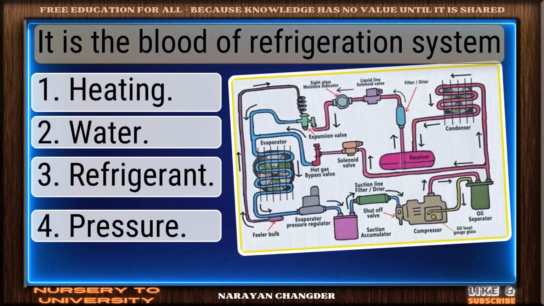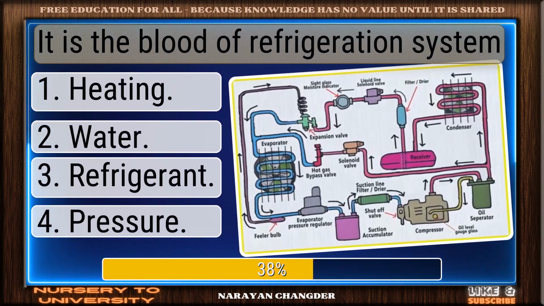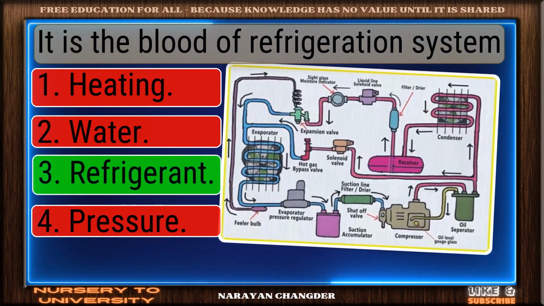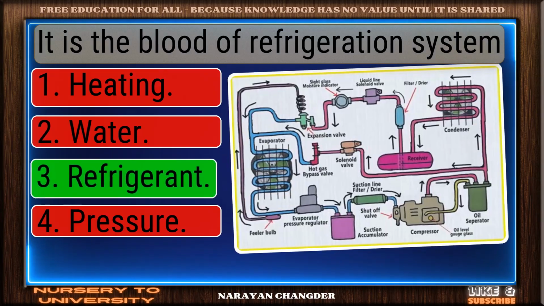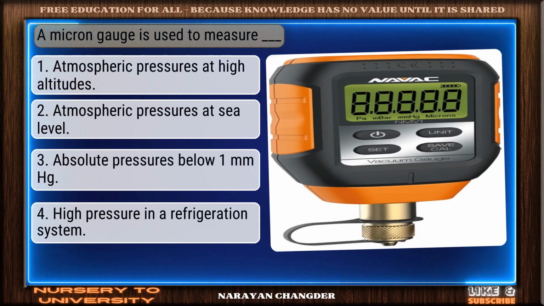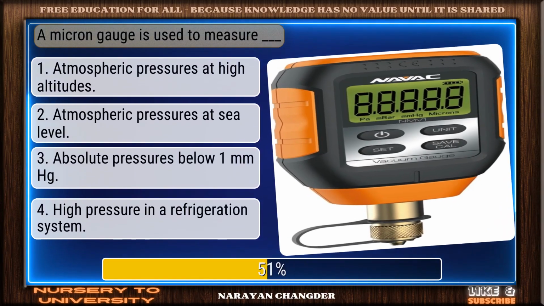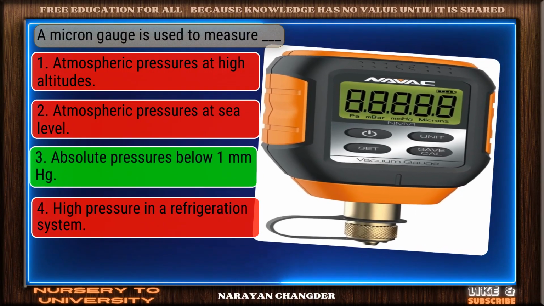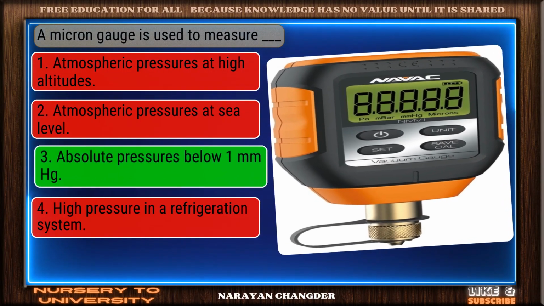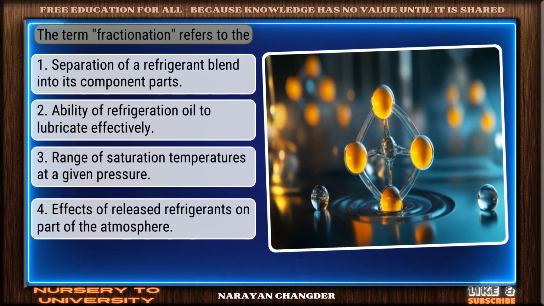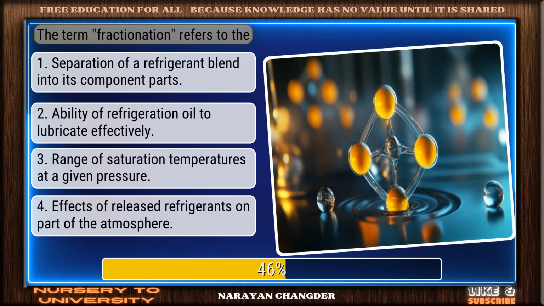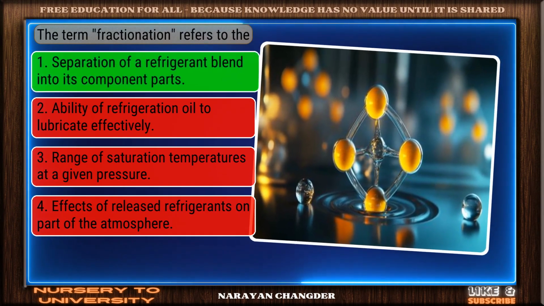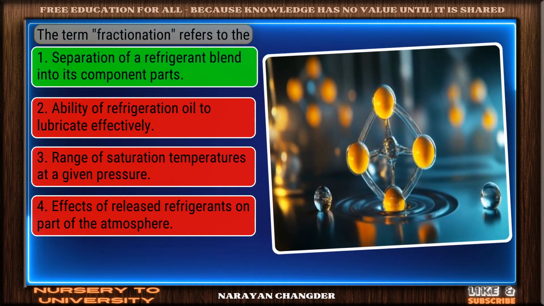It is the blood of refrigeration system. Excellent choice. Refrigerant is the right answer. A micron gauge is used to measure dash. Smart pick. Absolute pressures below 1 mmHg is the correct choice. The term fractionation refers to the. Good thinking. Separation of a refrigerant blend into its component parts is the right answer.